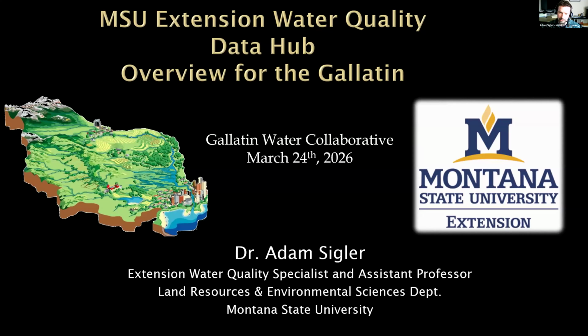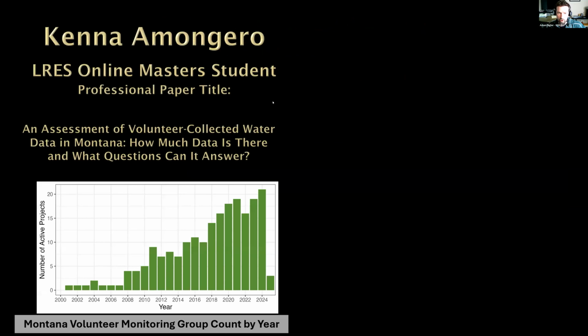That was great to hear the update with all of the incredible work that the Water Quality District and the Gallatin Watershed Council have done to collect data over the years. So I'll talk just a little bit about the Data Hub, specifically for the Gallatin. And I want to introduce that with just this overview work that a current online master's student that I have is working on to assess volunteer collected data in Montana. How much data is there and how well poised are groups to answer their questions is something she's trying to get at. And you can see this increase in the number of volunteer monitoring groups over time.